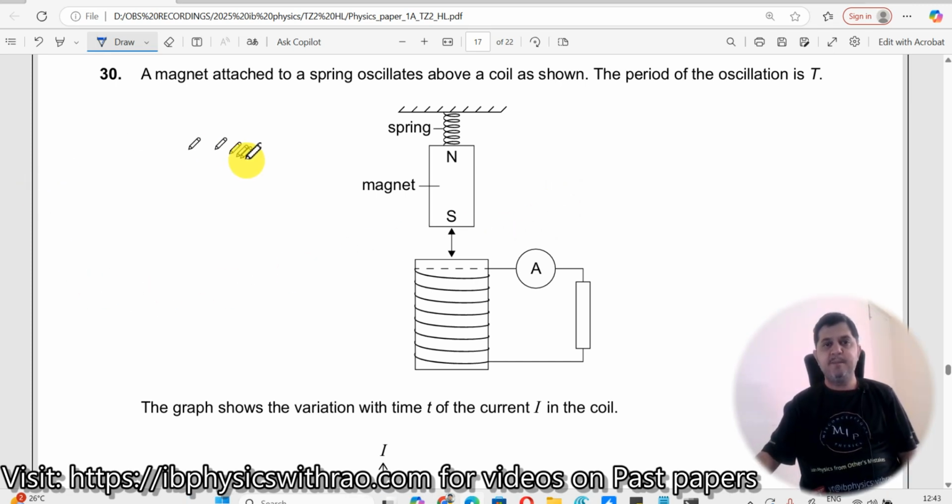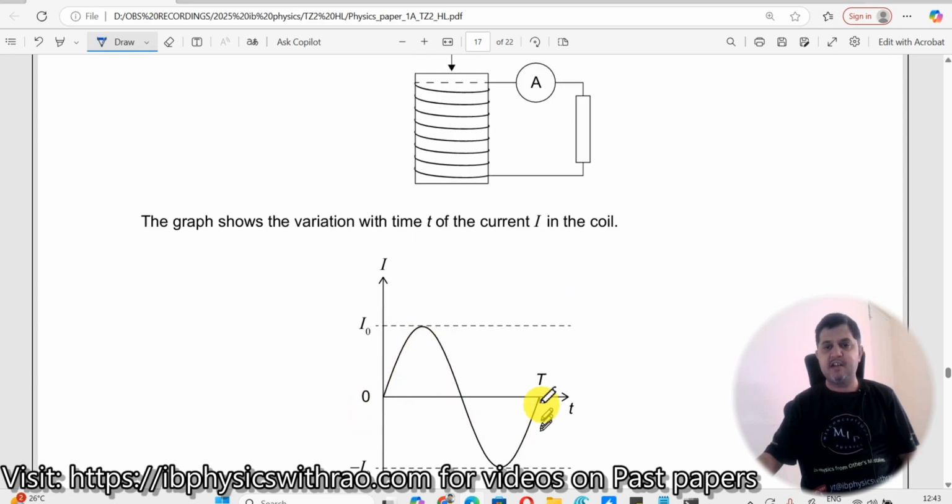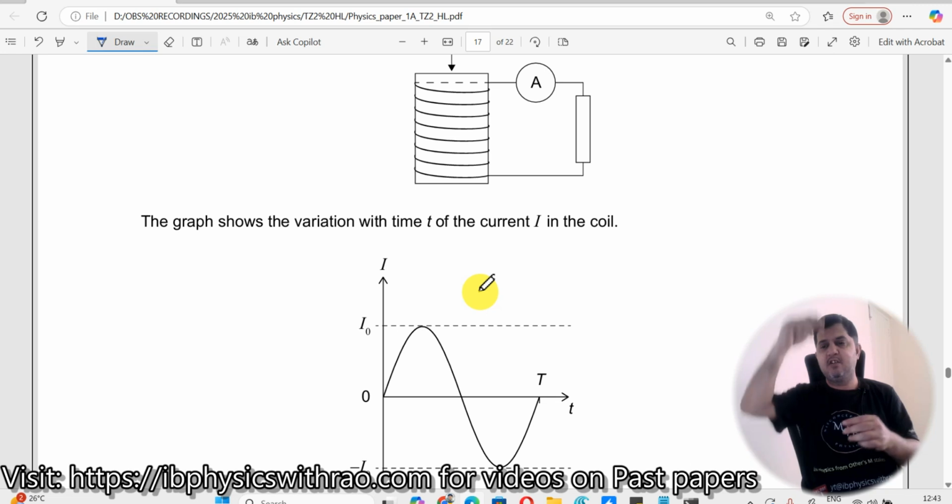Question number 30. A magnet attached to a spring oscillates above a coil as shown. The period of the oscillation is T. The graph shows the variation with time T of the current I in the coil. So you get a sinusoidal output when the magnet goes inside the coil and comes out of the coil.